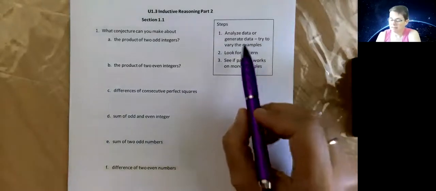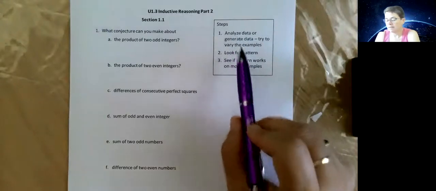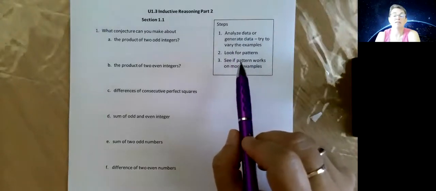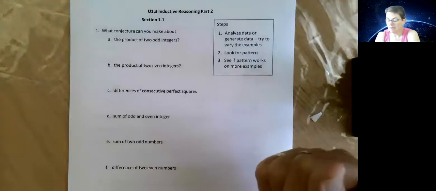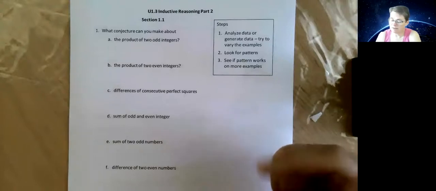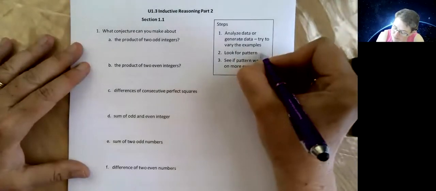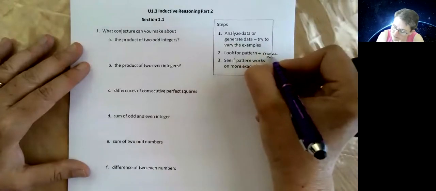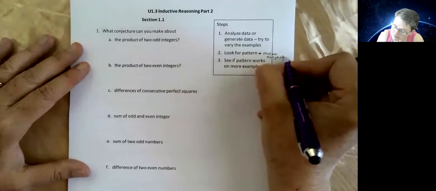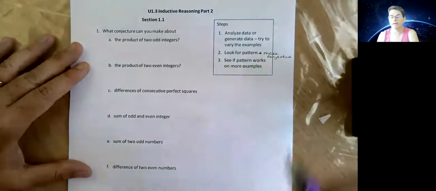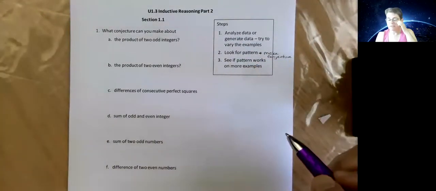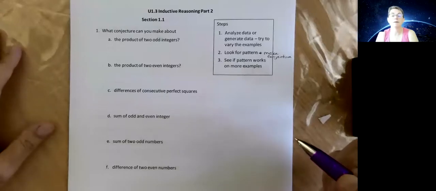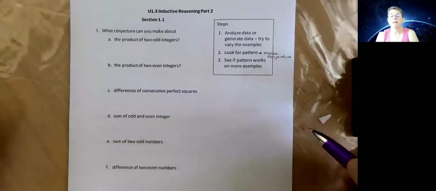So we got our handy dandy steps, which says one, either analyze the data, or sometimes you have to generate data. Look for the pattern, make your rule. I forgot the part. Look for a pattern and make a rule. Whoops, conjecture. Get the right word. All right. And then see if the pattern works and check a couple more examples. It sounds really complicated, but it's not.